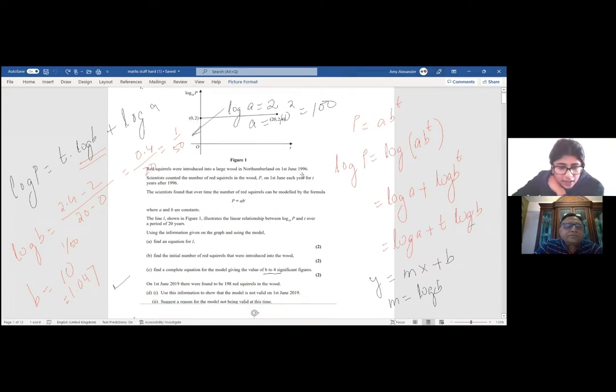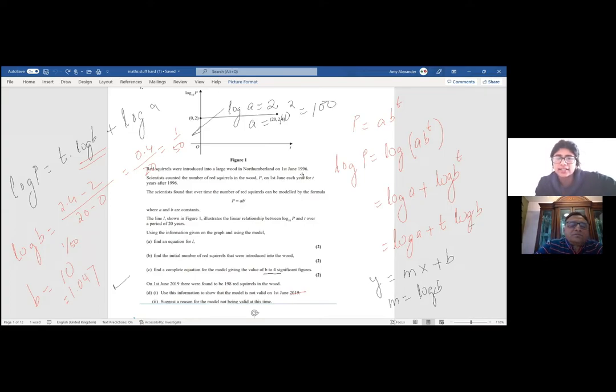Part D: on the 1st of June 2019, there were found to be 198 red squirrels in the wood. Use this information to show that the model is not valid on the 1st of June 2019. So 2019 means how many years? T is the number of years since 1996, right? So 23. Plug in 23 for T in your equation. You know the values of a and b now, right? Yeah, we do.